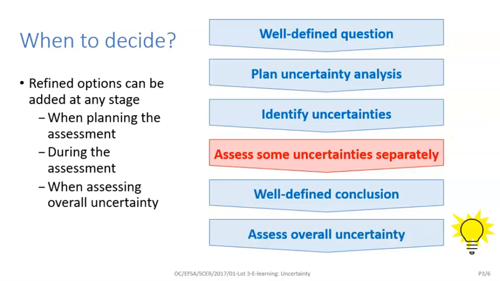Finally, you might carry out a basic uncertainty analysis, but decide at the end that it's helpful to quantify some uncertainties separately before assessing overall uncertainty. In the plant health example we're going to look at, the assessors decided at the start to use a probabilistic model quantifying uncertainty of key parameters, and then added some sensitivity analysis partway through the assessment.